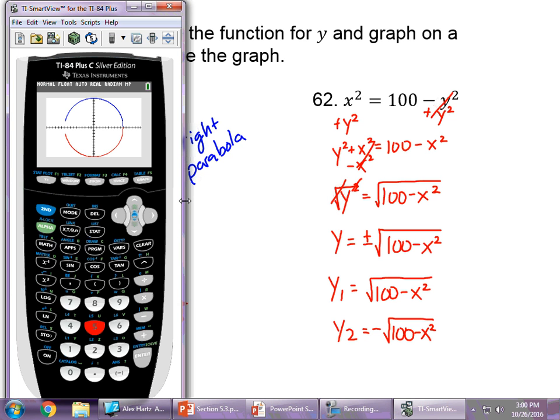All right, so describe the graph. It looks like a circle centered at the origin with a radius of 10. And describe what graph that makes.